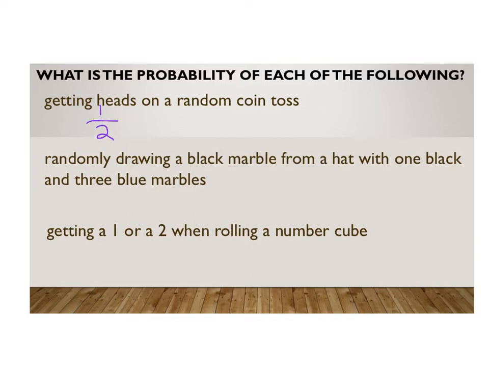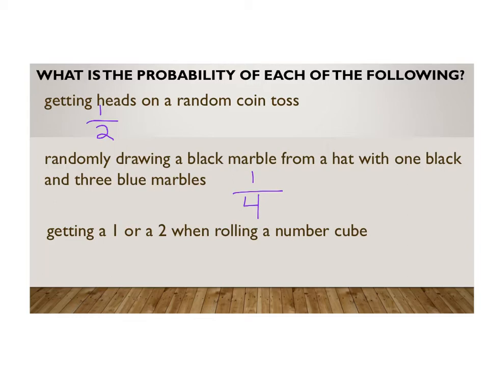All right, let's look at the second one. What is the probability of randomly drawing a black marble from a hat with one black marble and 3 blue marbles? Well, this one's a little more difficult. You're looking at a pool of how many marbles that you could draw. Now, granted, 3 are blue, but you still have to count each one individually. So really, you have 4 marbles inside the hat. And the probability of drawing a black marble, we only have 1 black in there, is 1 in 4. So chances are, in 4 draws, you would draw at least 1 black.